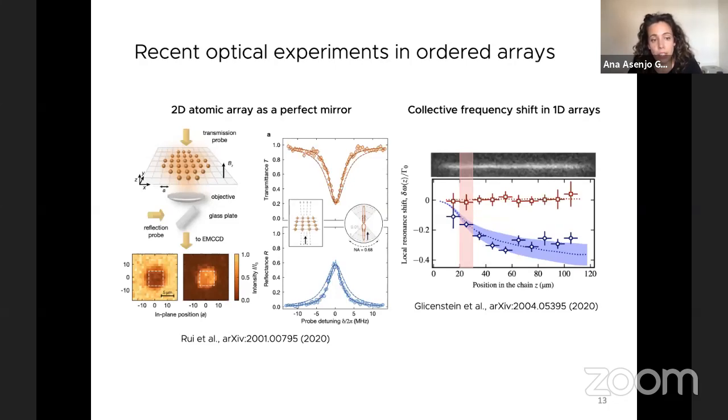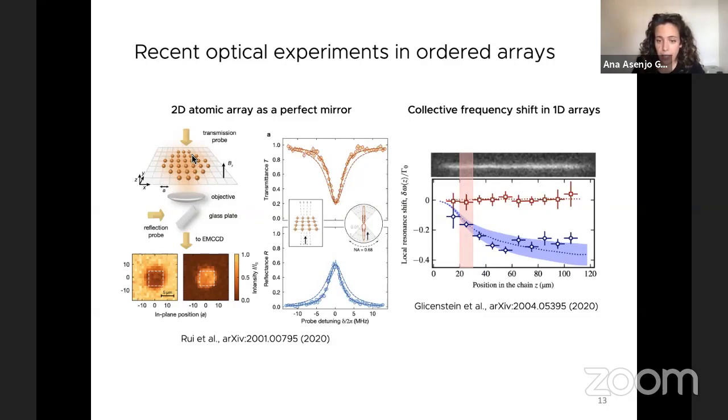The first one was produced in the group of Immanuel Bloch, where they have shown that if you shine light onto a 2D atomic array, this 2D atomic array is going to behave as a perfect mirror if the distance between the atoms is smaller than the wavelength of the impinging light. So light is going to be perfectly reflected. And this is precisely because of the same phenomenon of interference that allows dark states to exist.